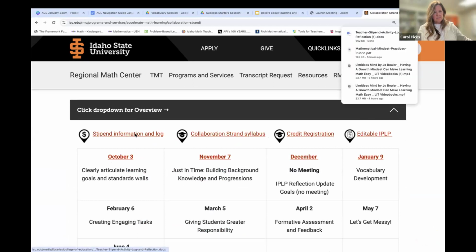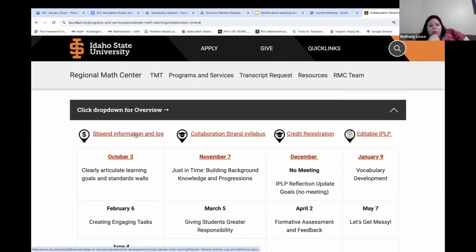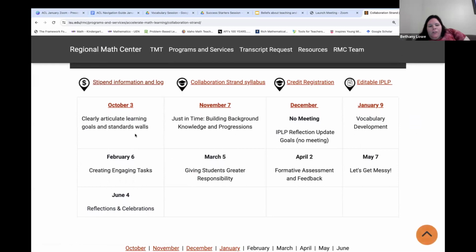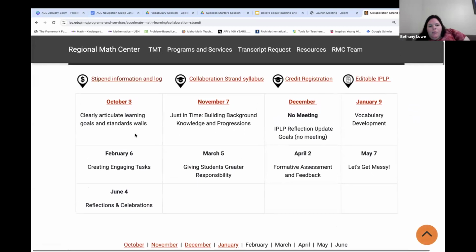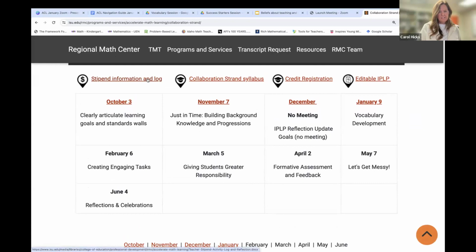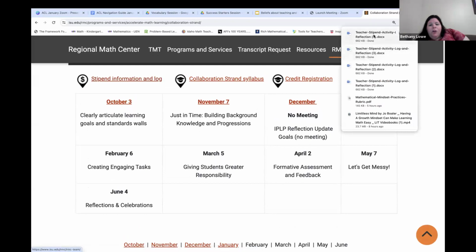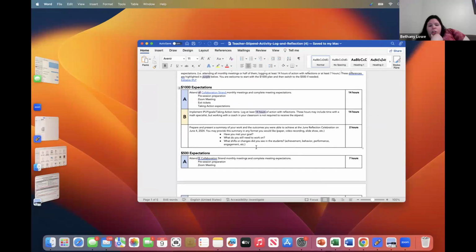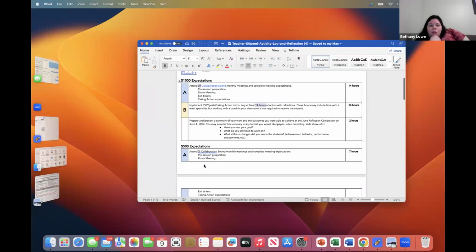So my question was, I had emailed you earlier. I don't know if I got a response or not, but for the 500 stipend, if you click on the link for stipend information and log, it talks about only requiring 3 monthly sessions. Is that correct? Or do we have to go to all of them for the 500? You asked me and I emailed back and I thought it was all, but maybe it's not. Angie? I just wanted to double check. It says attend 3. Okay.